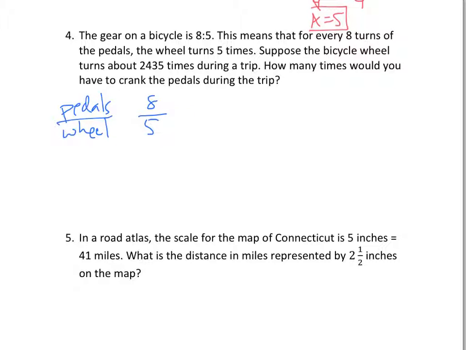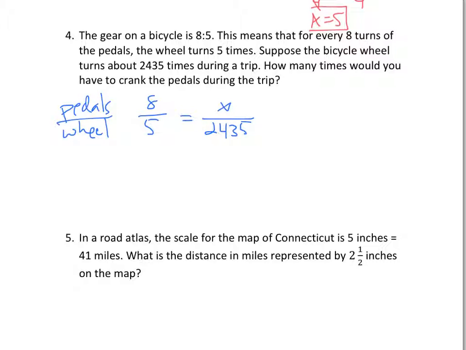Suppose the bicycle wheel turns 2,435 times during a trip. So we're talking about the wheel there, so it tells us we're going to be using the bottom. How many times would you crank the pedals? So that's where the x is going to be.